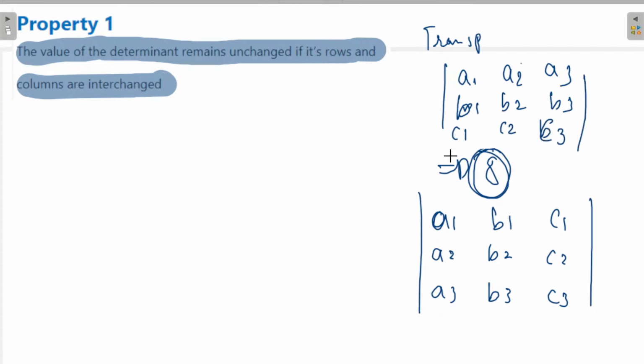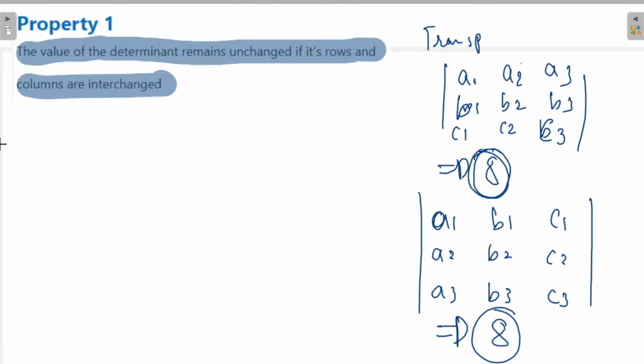And here is the determinant. The value when I find it by expanding along R1, C1, or anything else, the value which I get will also be 8. Why? Because it is a rule or property of a determinant that if we interchange the rows and columns, then the value of the determinant is unchanged. It remains unchanged. That is very important.